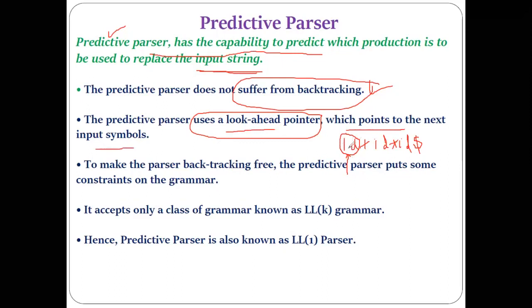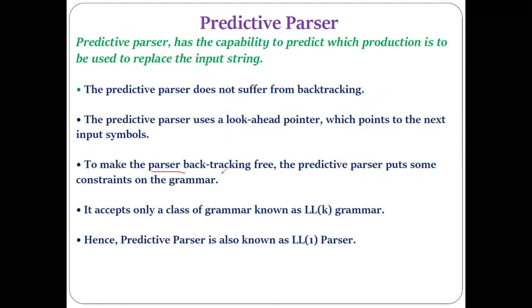So if this input symbol matches, then we move forward to the next input symbol. In this way, we go on until we encounter the last symbol, that is the dollar. Now this dollar symbol indicates the end of that particular string. Now this string we have to derive, matching one by one input symbol with the help of the given production rules, which will be part of your context-free grammar. So here we are going to utilize the context-free grammar, and we will try to derive this string. And to keep track of which input symbols are being matched, we use the look-ahead pointer. Okay. So here you can say, to make the parser backtracking free, the predictive parser has put some constraints.